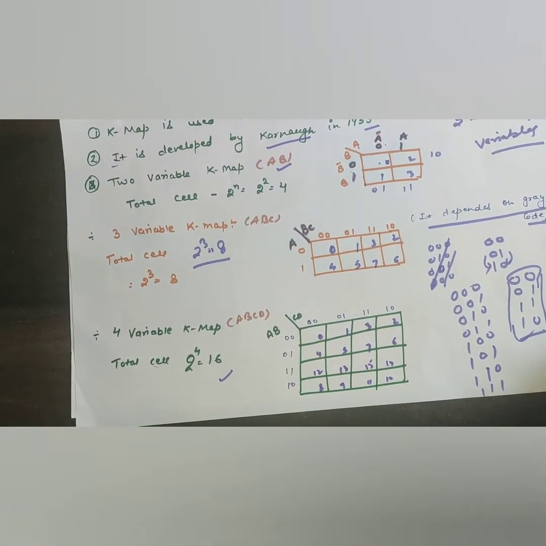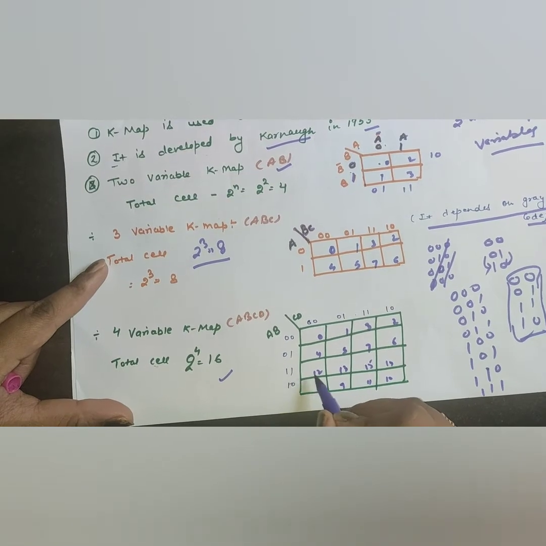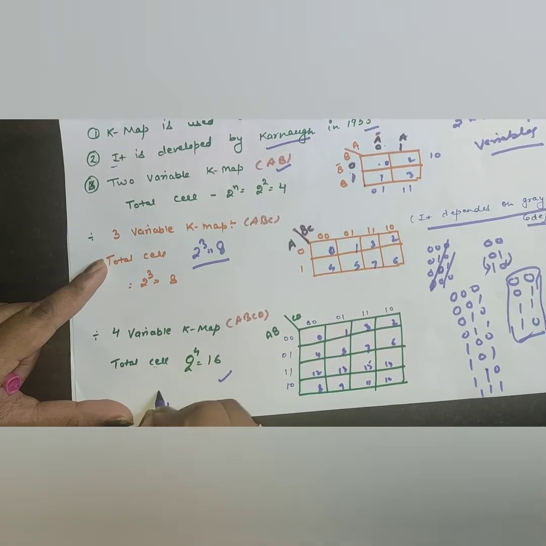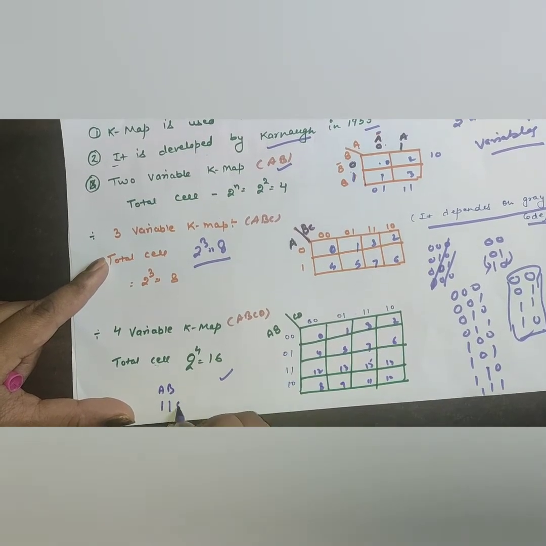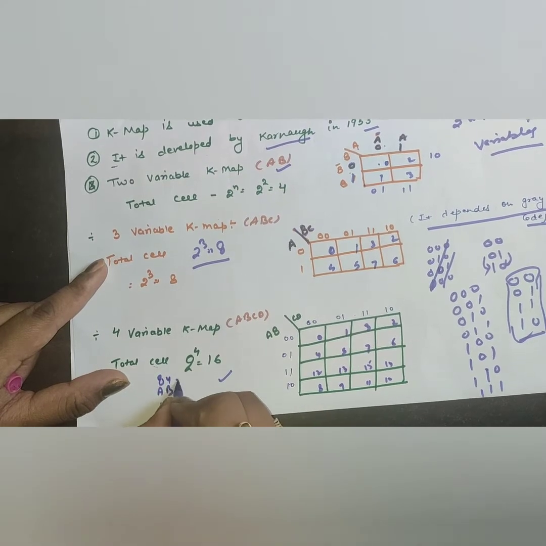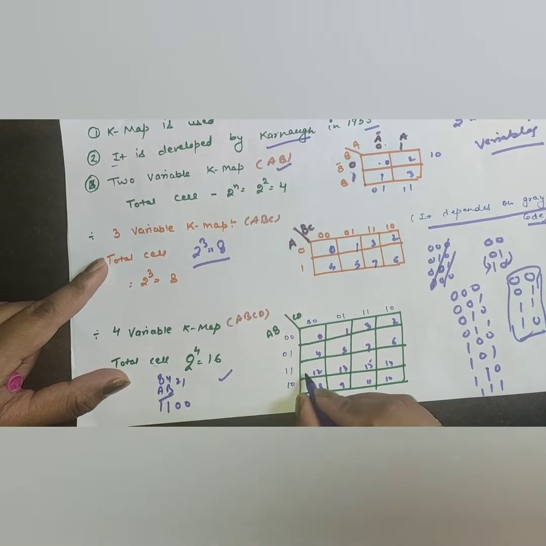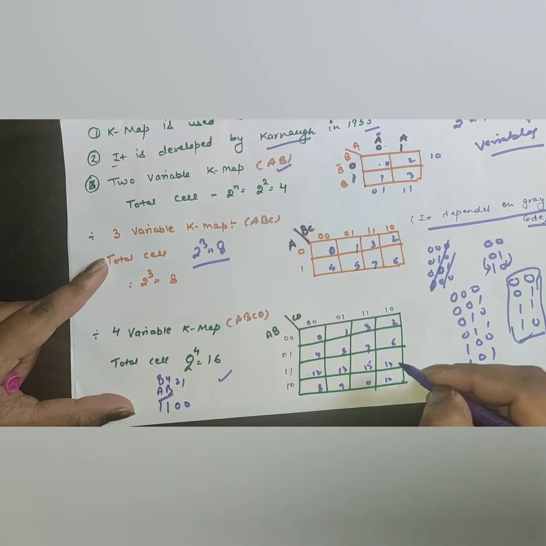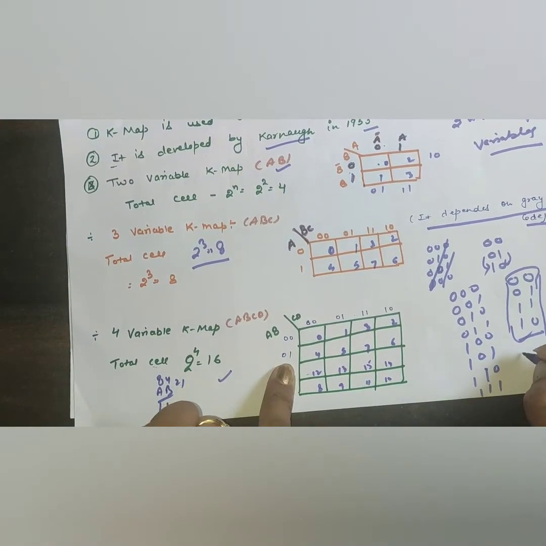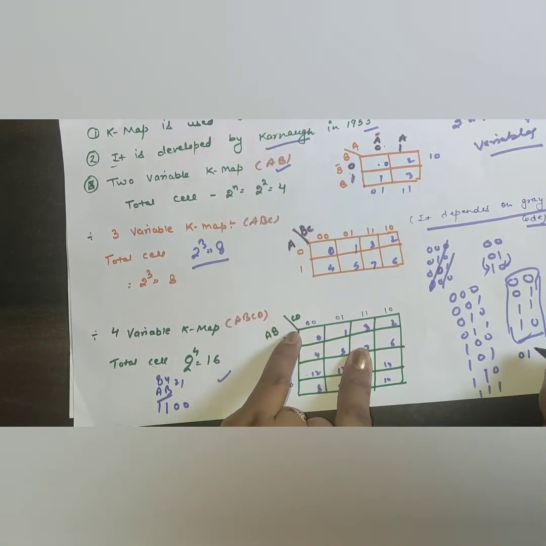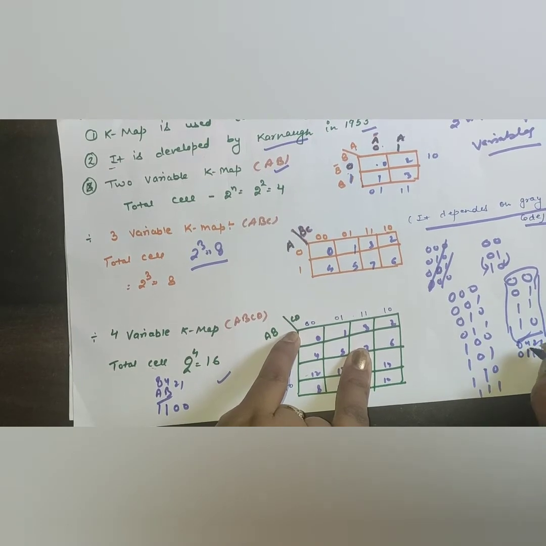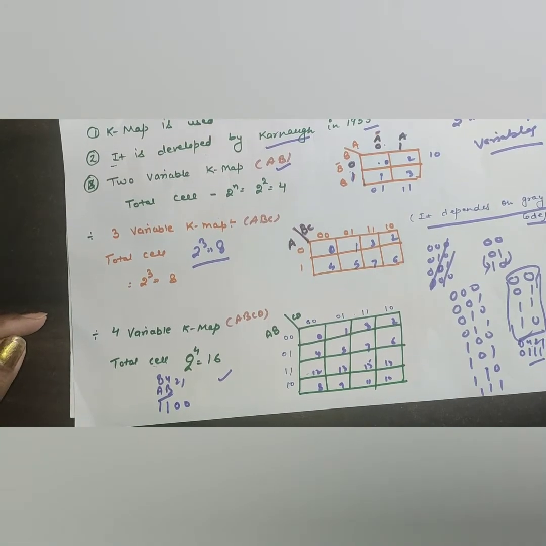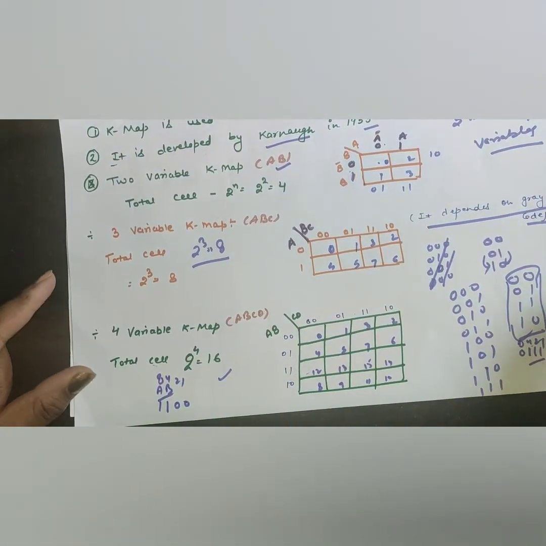You can check any number. Let's suppose I check 12. So 12 will be 1 1 for AB, and this will be 0 0 for CD. By the 8 4 2 1 method you can check: 8 plus 4 is 12. So this is position 12. Now let's suppose I check 7. So 7 will be 0 1 for AB and CD will be 1 1: 4 plus 2 plus 1, that is 7. Any position you can check, and it will be clear how we can write it.